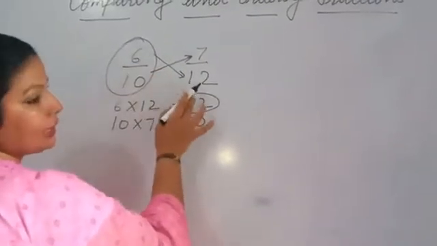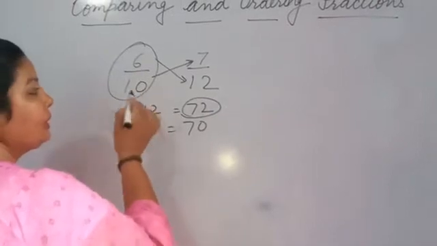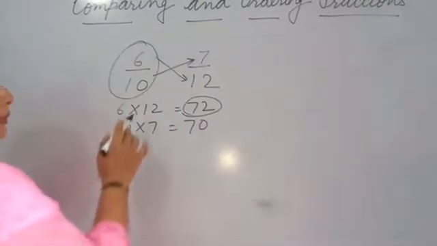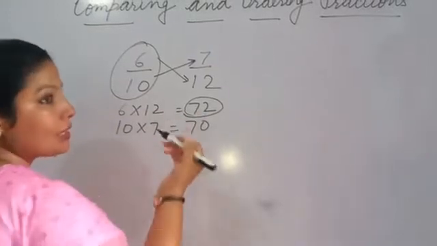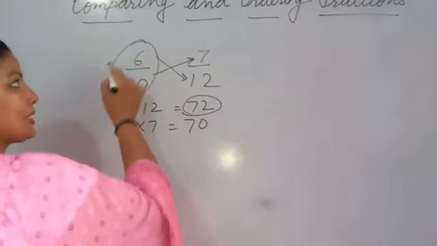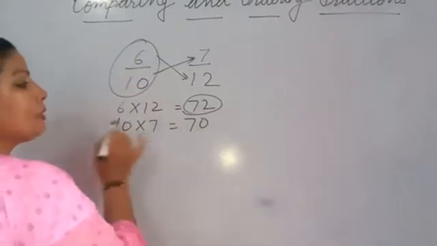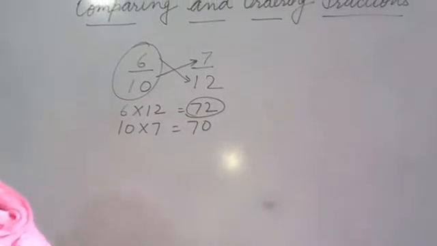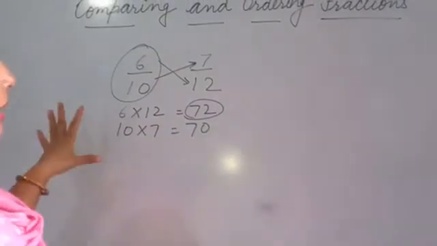First numerator and second denominator multiply, then first denominator and second numerator multiply. Then we compare which product is big. That fraction will be big. If the first product is big, that means the first fraction is big. If the second product is big, that means the second fraction is big. But this is another way, and it works only for two fractions. If you have two fractions, then you can compare like this.